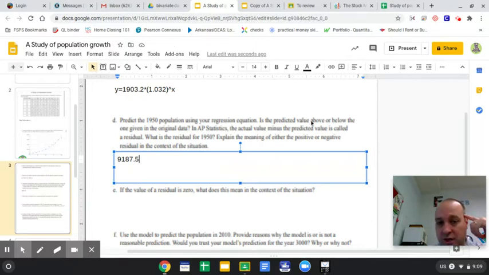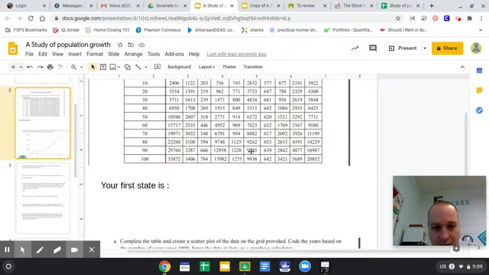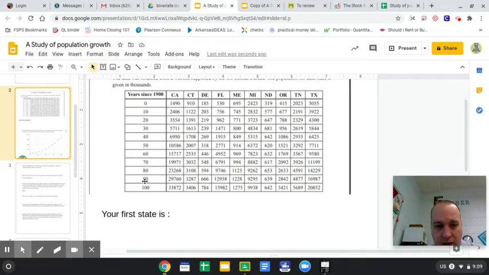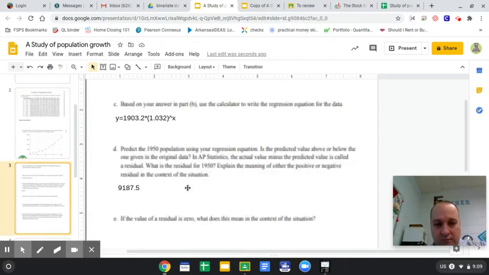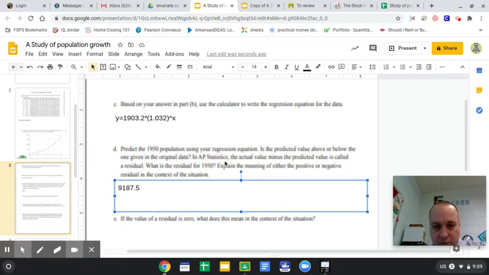Is the predicted value above or below the original data? So we need to look at 1950. Right here, my original data was this number here because I was doing California. So 1950 was 10,586. So down here, it says, is the predicted value above or below? My data is below. All right, so I would type in below.